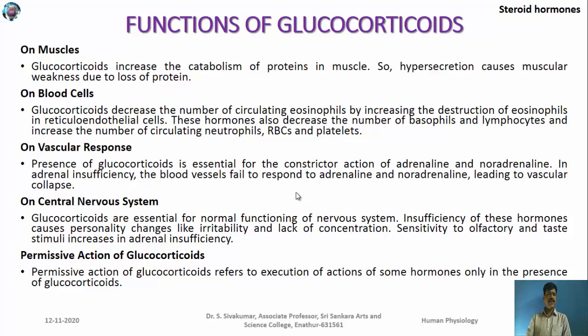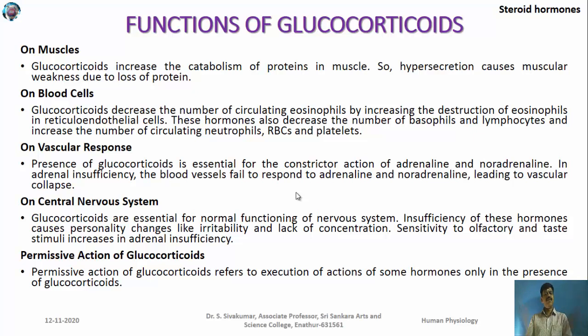When you come to blood cells, glucocorticoids decrease the number of circulating eosinophils by increasing the destruction of eosinophils in reticuloendothelial cells. These hormones also decrease the number of basophils and lymphocytes and increase the number of circulating neutrophils, RBC and platelets. When you see the blood vessel, it will be responsible for vasoconstriction.